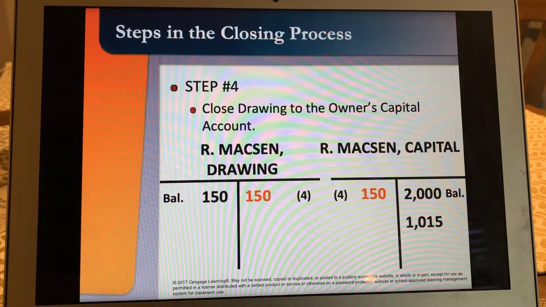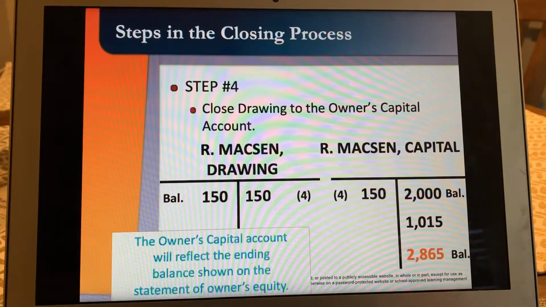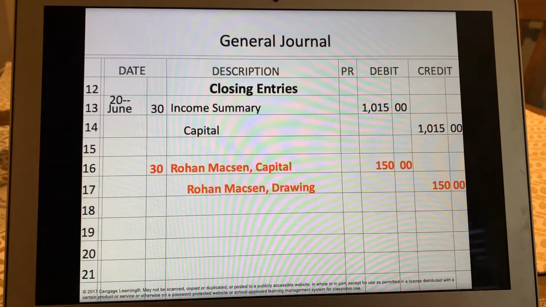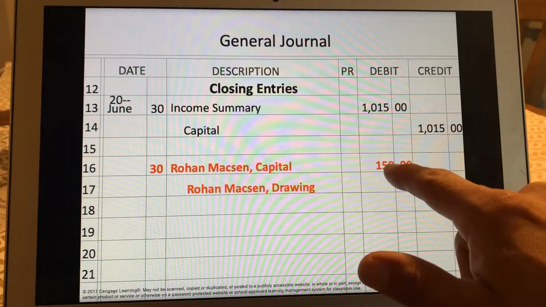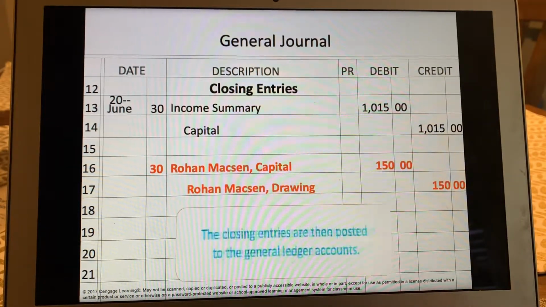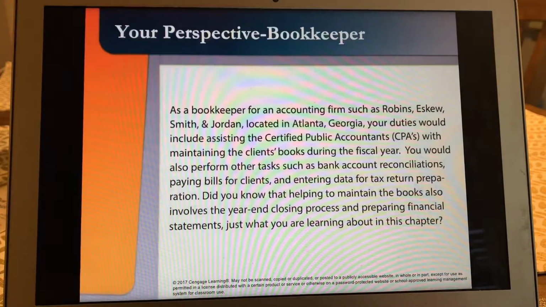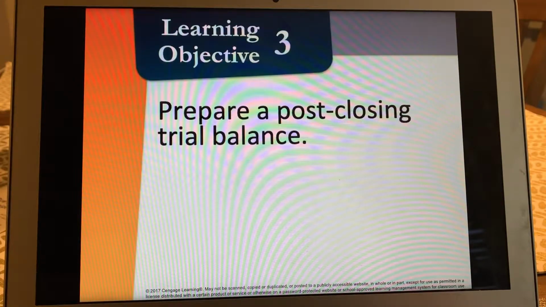So the current one is done in orange. It's going to be a debit to capital here and a credit in the drawing account. And that's how we get the balance of 2865 in the capital account. And here's the entry, capital for 150 because we're taking it out, and our drawing account of 150. And here's the closing entry 2150, and it has a 0 balance, and that's exactly what we want. So if you want to go through this, you can. Go ahead and go through there.